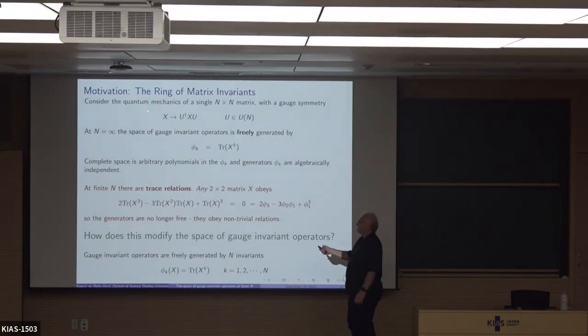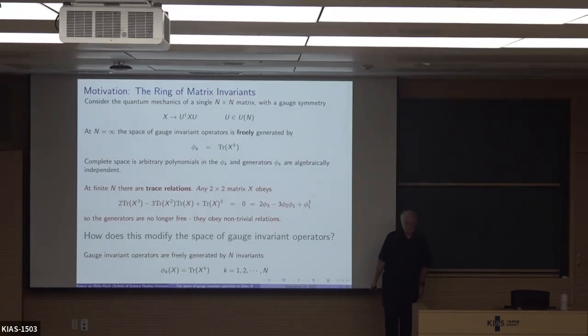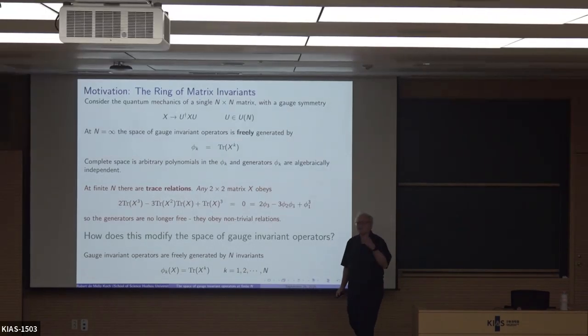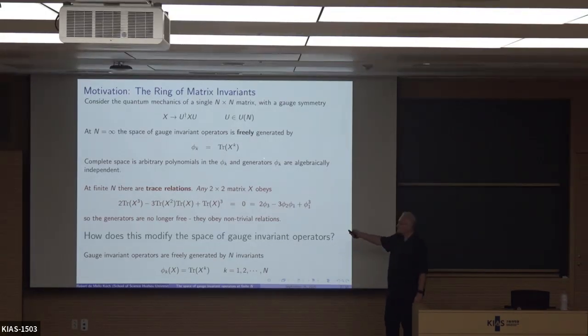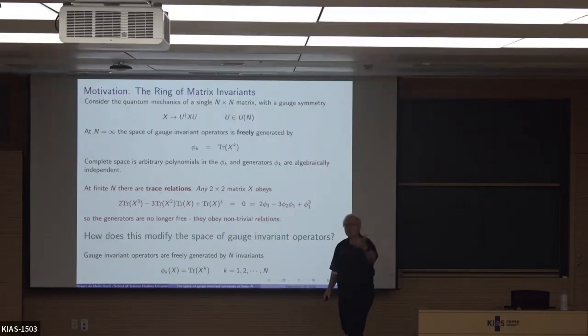So let's study the matrix quantum mechanics of a single n by n Hermitian matrix X. This model has a U(N) gauge symmetry, and X transforms in the adjoint of this gauge symmetry. And then a question that you might ask is, what is the complete space of gauge invariant operators? So the complete space of gauge invariant operators is generated by these generating invariants, phi k, which is trace of X to the k. They're obviously U(N) invariants, and they generate the whole space.